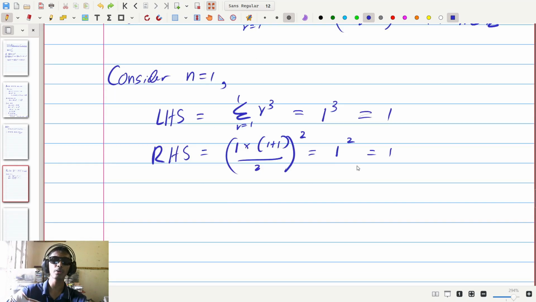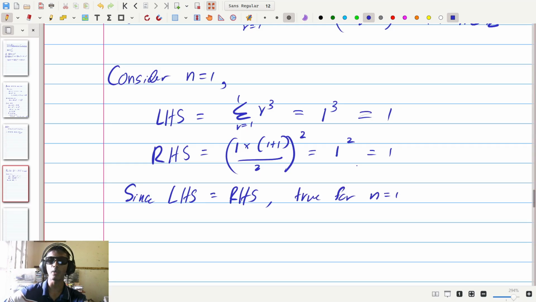So therefore, we can write down here, since LHS equals RHS, we can say that it's true for n equals 1. This is going to be our base case, so I'm going to label it as equation number 1.